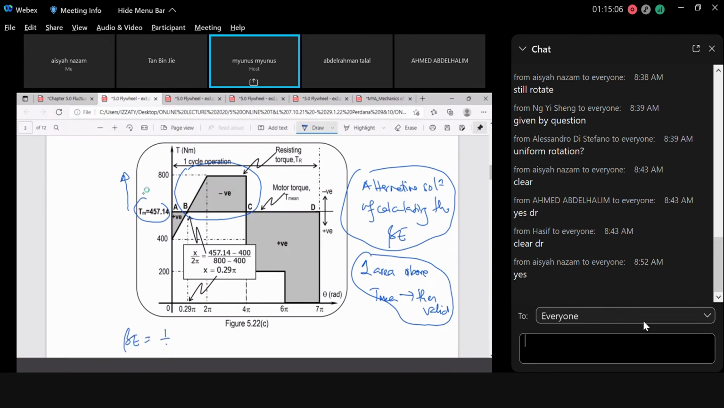This is the trapezium calculation. You have half. If this one is 0.29 pi, a small portion, then you have another one, 1.71 pi, and this one is 2 pi. Correct, isn't it? So you will have half times 2 pi plus 2 pi plus 1.7 pi, multiplied by 800 minus 457.14. So you will have, inshallah, the same result as earlier, which is 3075.2 newton meter.